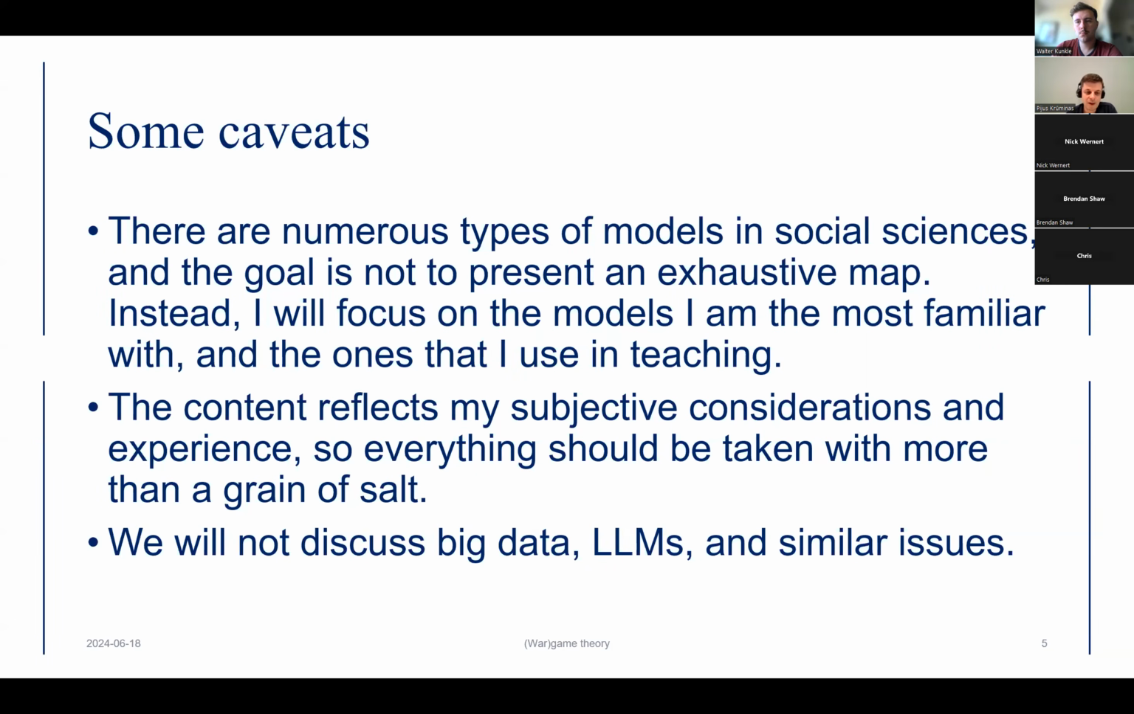And one more thing, I will not discuss big data, large language models, or similar ones, because when I use the word model here, one of the key characteristics for me in modeling is explanatory capabilities. And the big challenge with these large language models and big data is that a lot of them are actually black boxes. They provide the output, but you're not sure exactly where that output comes from or how it is created. So the explanatory capabilities are lost. So we will not go in that direction.